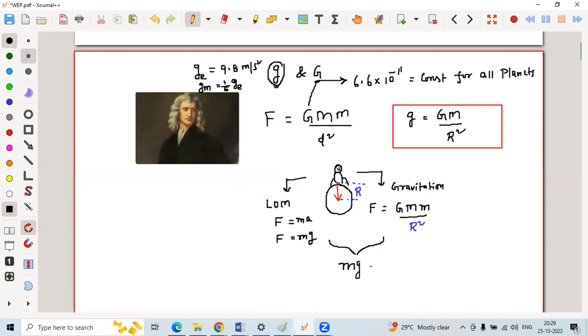So mg is equal to GMm by r square. That's all. Cancel small m, small m. Hey, wow, I got this formula. Small g is equal to capital G M by r square. Where capital G is 6.6 into 10 power minus 11. Capital M is mass of the source or mass of the planet. R is radius of the planet. Small g is acceleration due to gravity on planet.